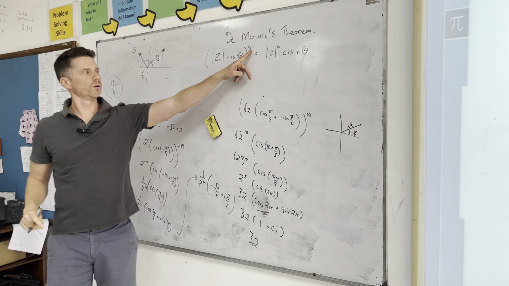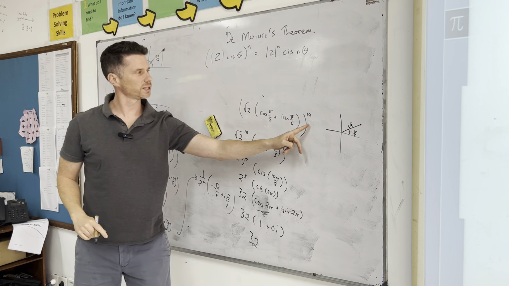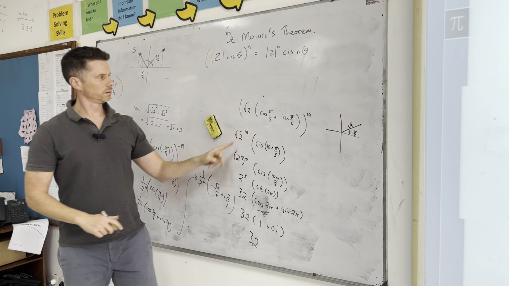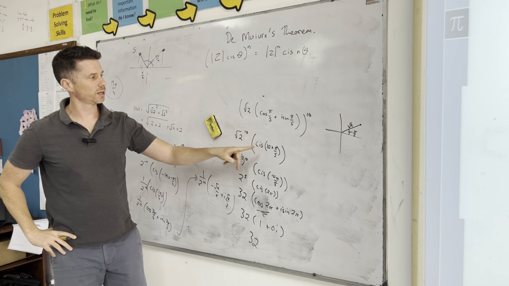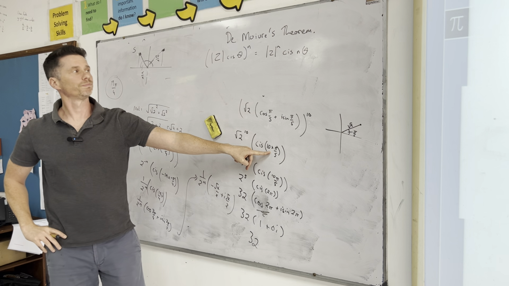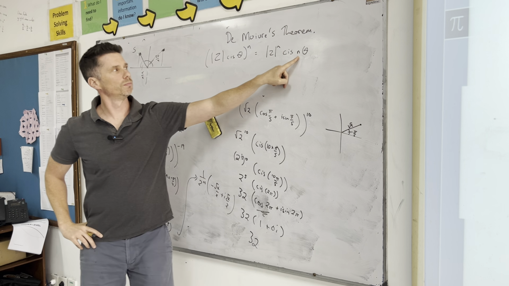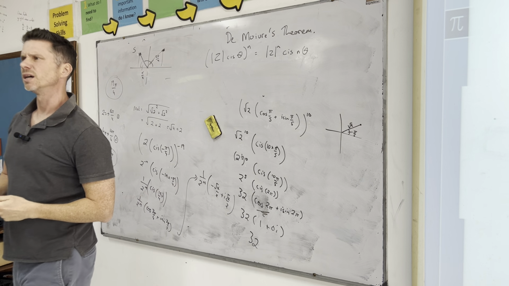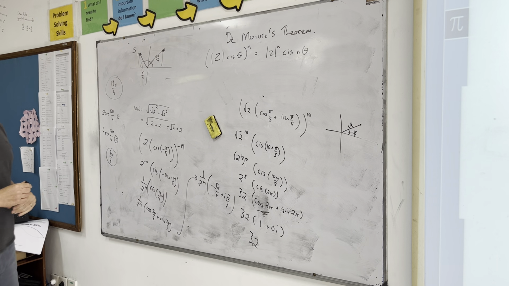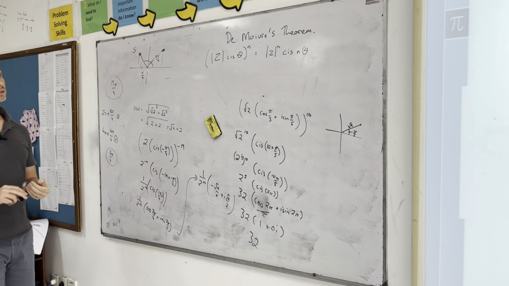If you have this power outside, so we had 10 in the first example, it is the same power for the modulus, and then it just multiplies the angle. Whatever it is, it ends up multiplying the angle. Is this in here? Yeah, it is. Now we know how to use it.